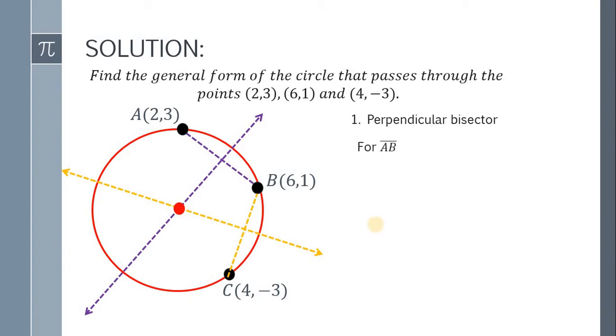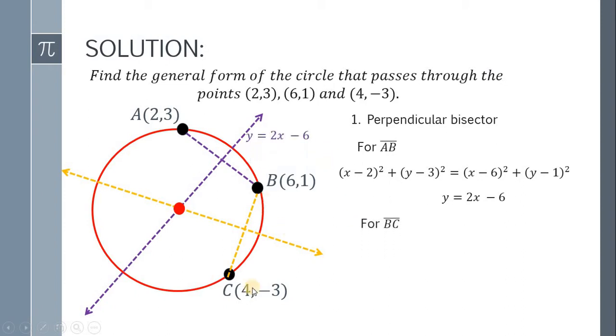Since the perpendicular bisector of chord AB is equidistant to point A and point B, we can use the distance formula. So we have (x - 2)^2 + (y - 3)^2 is equal to (x - 6)^2 + (y - 1)^2. Now simplify, and we get y = 2x - 6. This is the equation of the perpendicular bisector of chord AB.